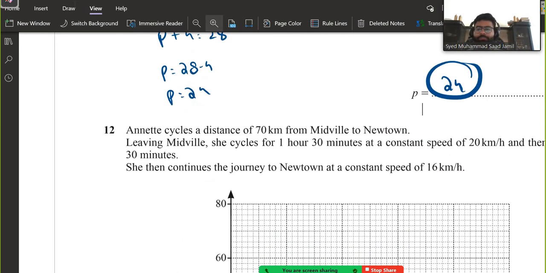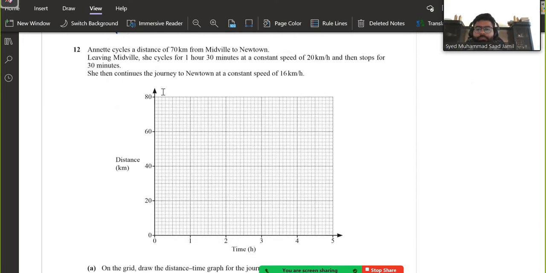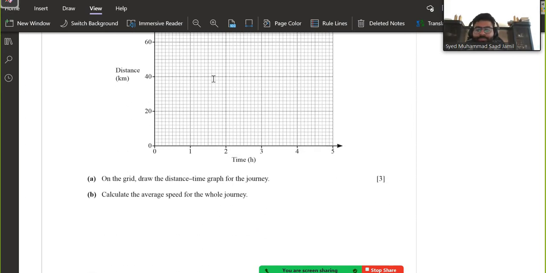Got it? Yes. Who says indices? I don't know, some students tell me.